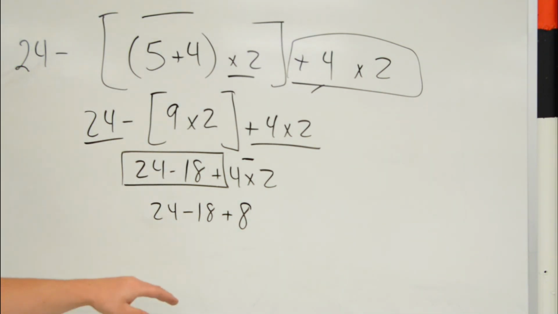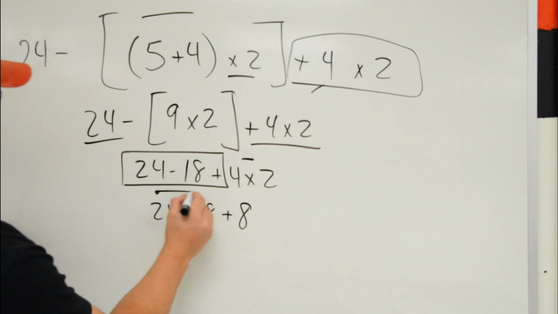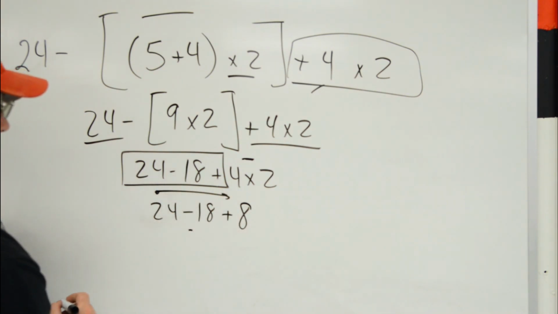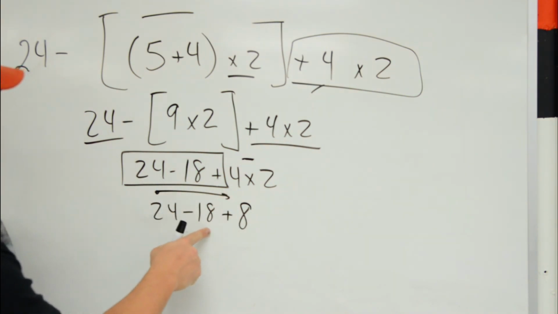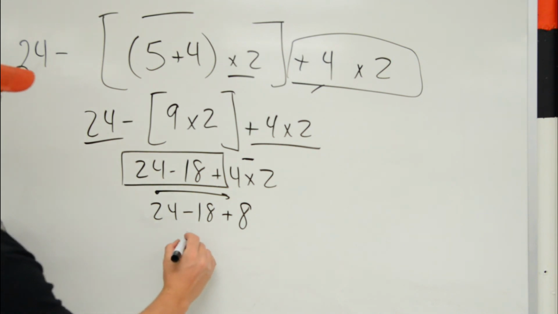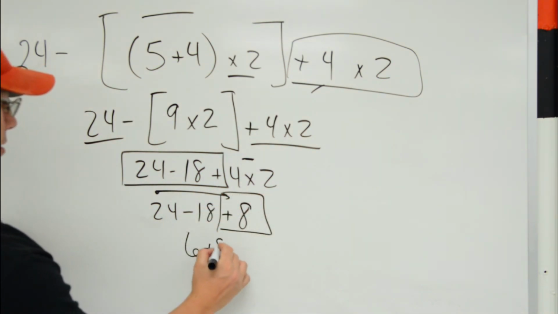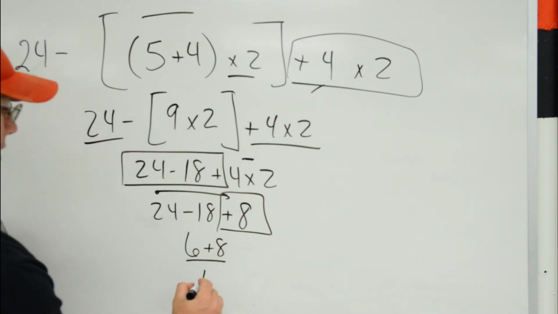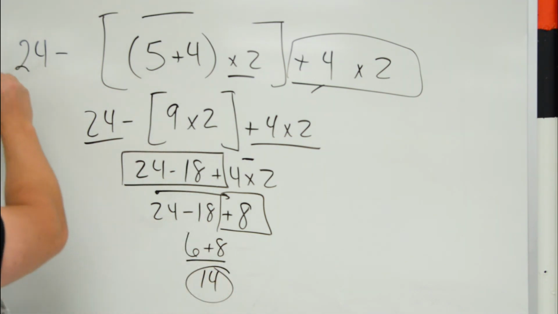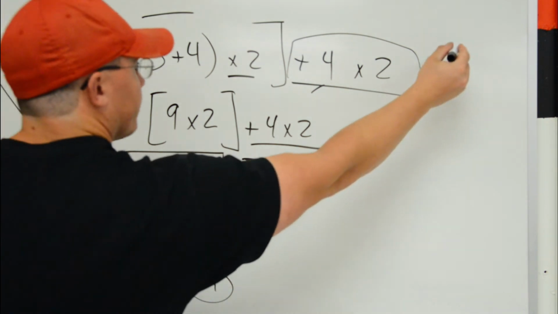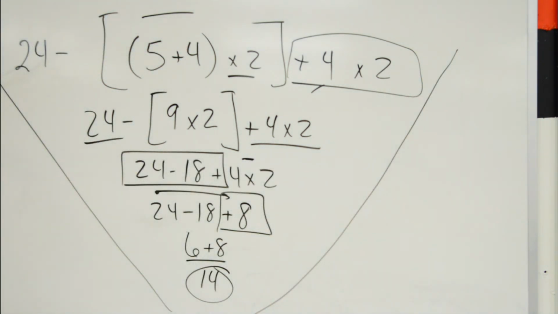Now we have a subtraction sign and an addition sign. There's no grouping symbols, no multiplication or division, no exponents. So we go from left to right. And the first thing we have is a subtraction sign. So 24 minus 18 is going to give us 6. Bring everything down with it. 6 plus 8 gives us 14. So, drawing our funnel, you end up with 14.